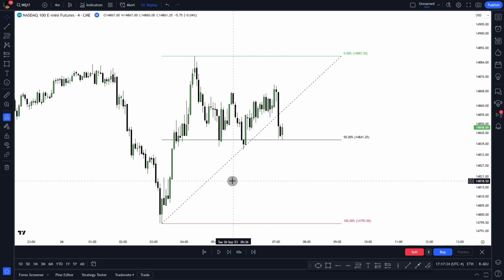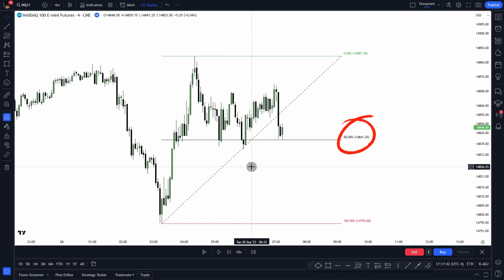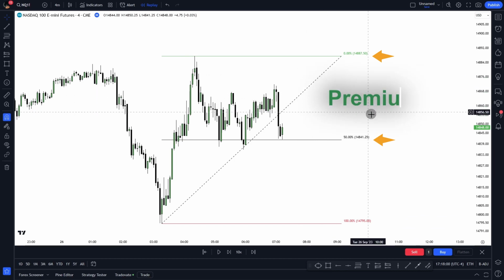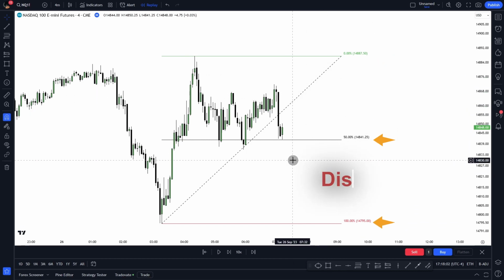So the Fibonacci extension has two zones. Well, it has three, but two primary zones. We have the 50% zone, which will be this zone located right here. And then we have everything above the 50% and everything below the 50%. Okay? And everything above the 50% should be considered premium, and everything below should be considered discount.